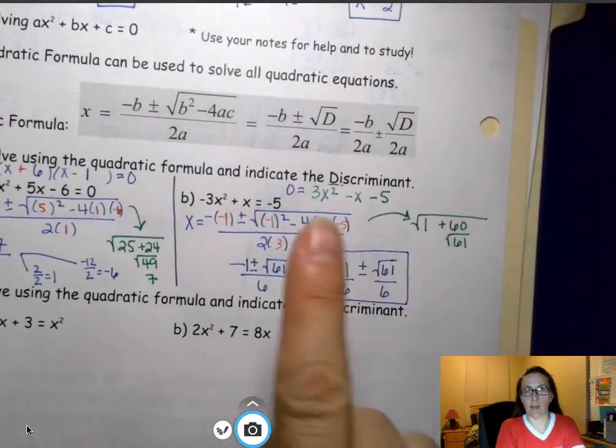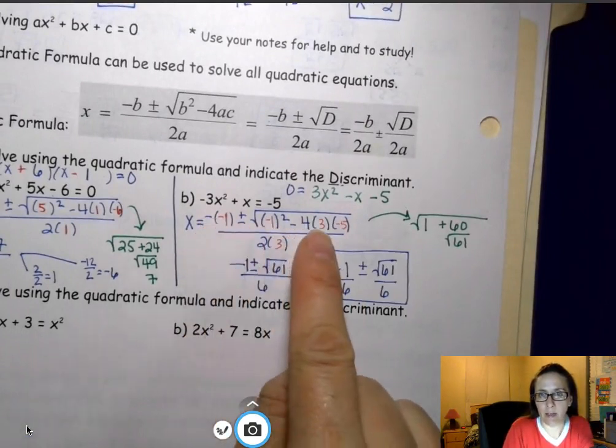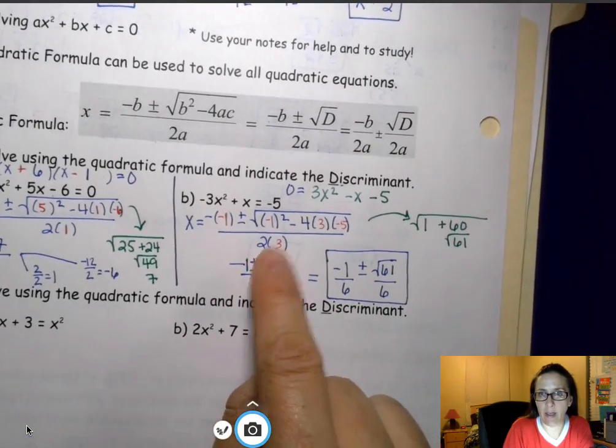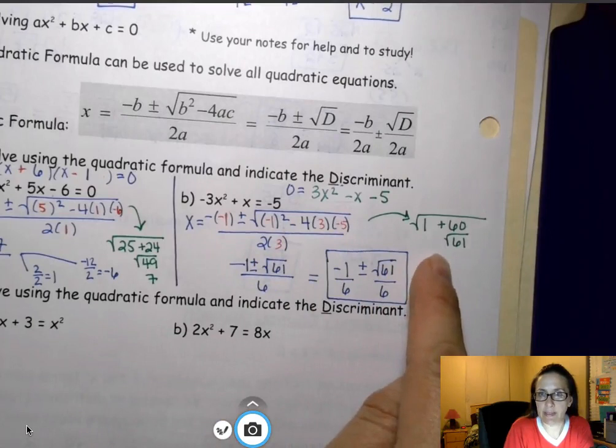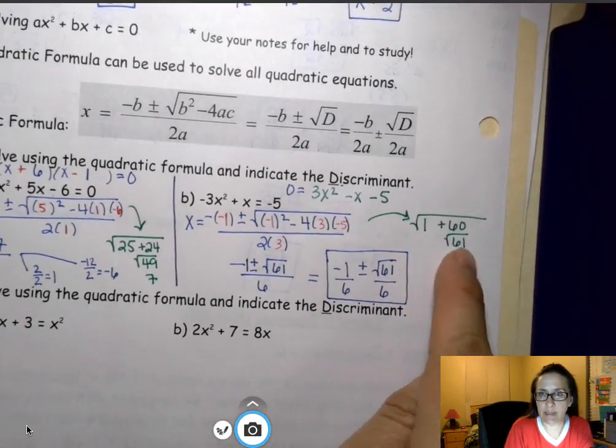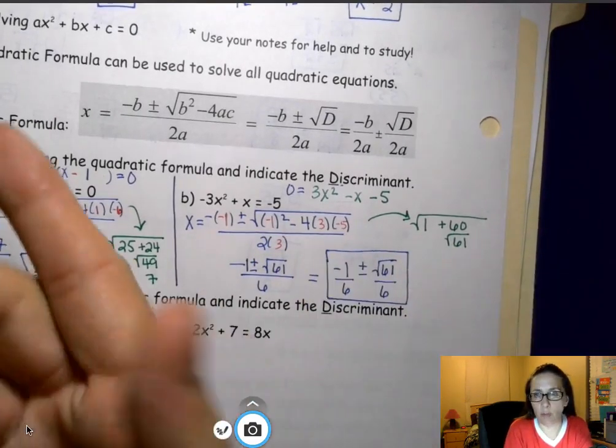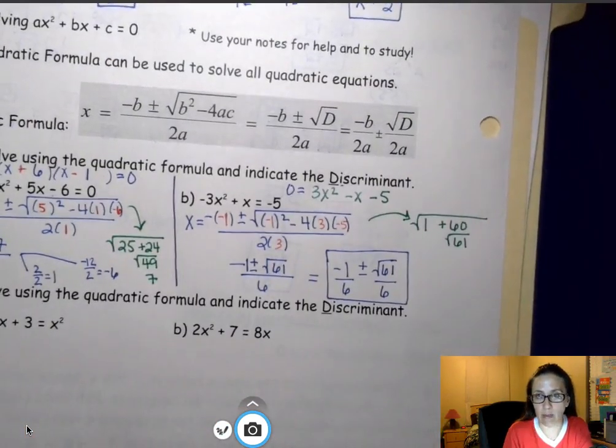Okay, so here I plugged in my b, a, c over 2a. I did my discriminant off here to the side. I got 1 plus 60. I got square root of 61. There are no perfect square factors that go into 61, so I'm not going to do anything with it. I'm just going to leave it square root of 61.